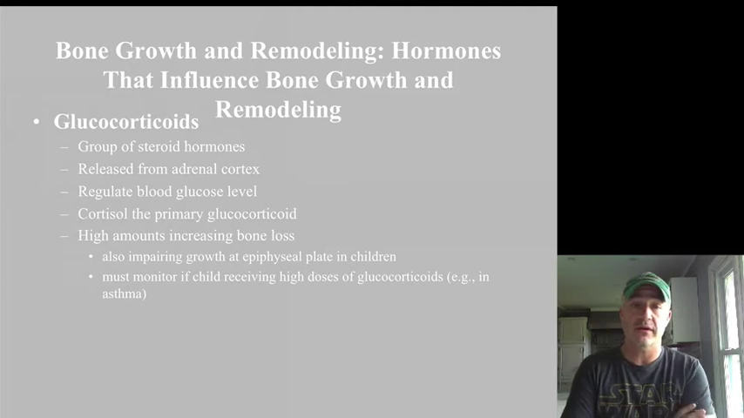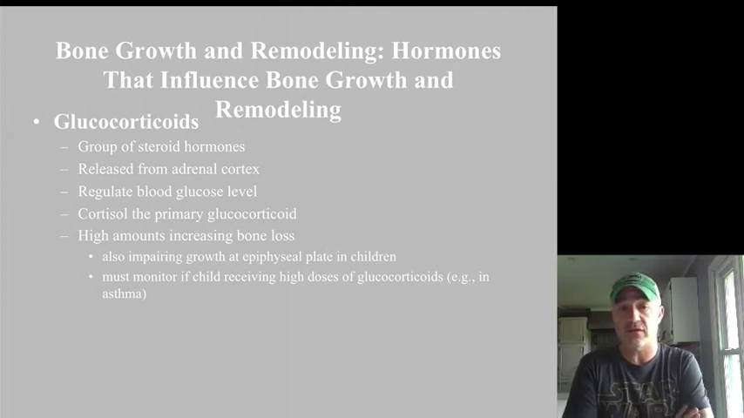Different glucocorticoids, so some of the steroid hormones from the adrenal cortex, are involved in blood glucose levels. High amounts of these can lead to bone loss and impaired bone growth.